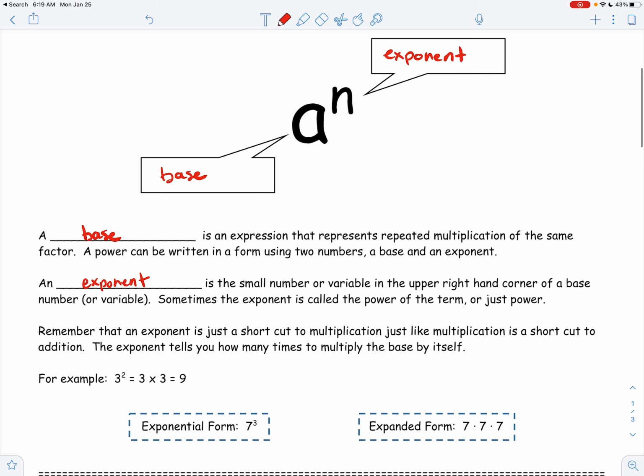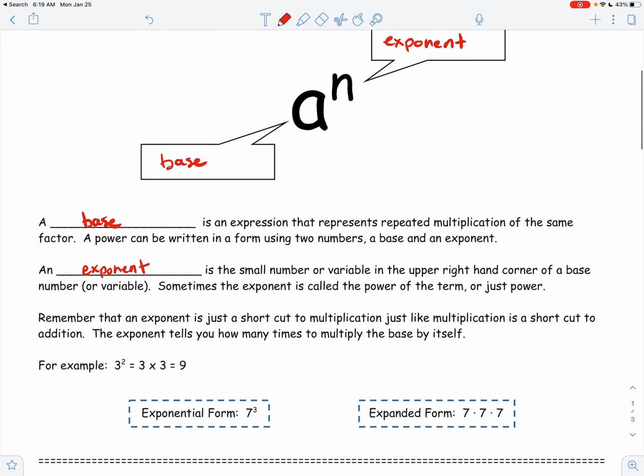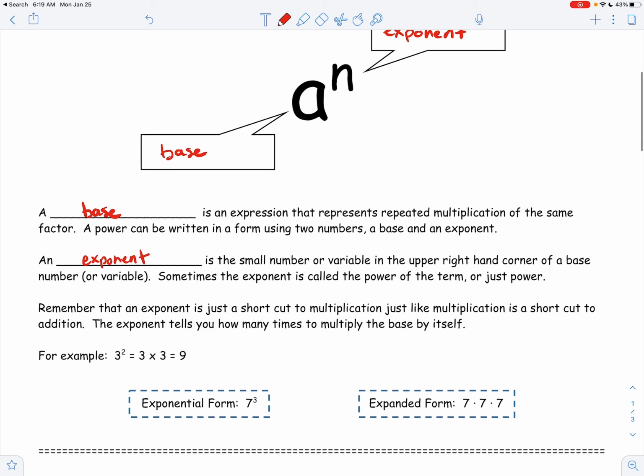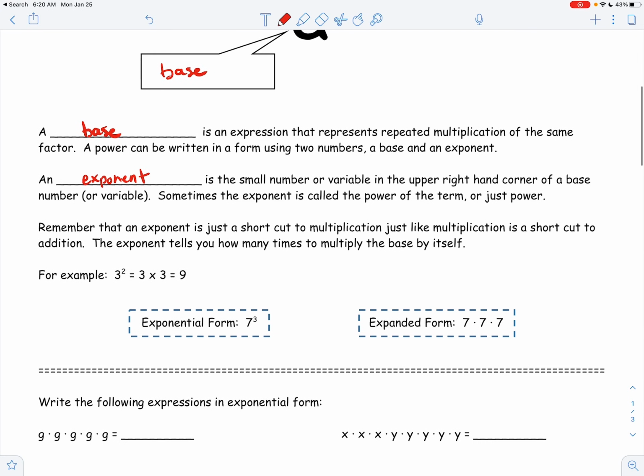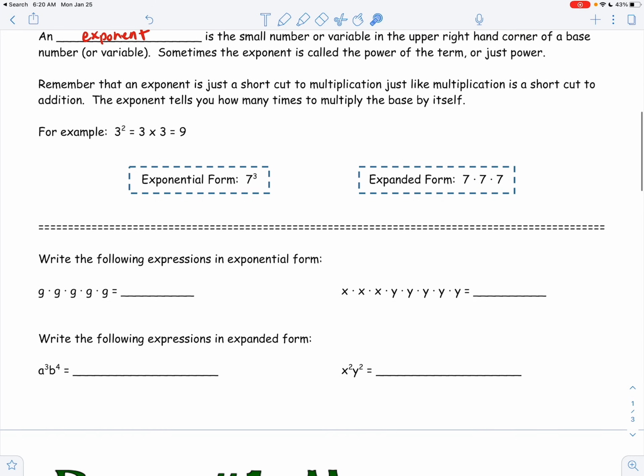Remember that an exponent is just a shortcut to multiplication, just like multiplication is a shortcut to addition. The exponent tells you how many times to multiply the base by itself. For example, 3 squared can be written as 3 times 3, which we know is 9. Or we can look at this example here, where we have 7 to the third power, which can be written as 7 times 7 times 7. Don't forget that the dot just means multiplication.